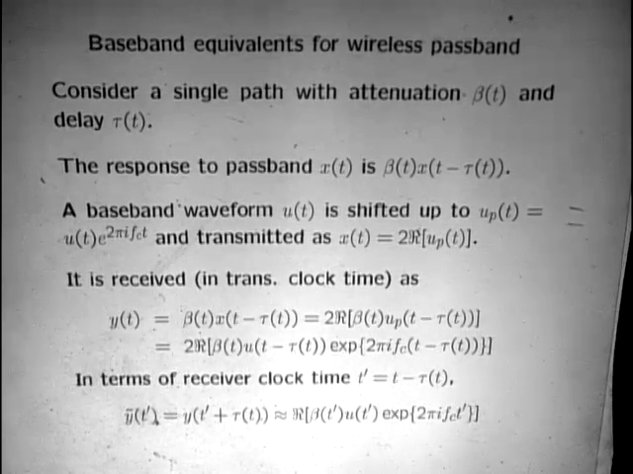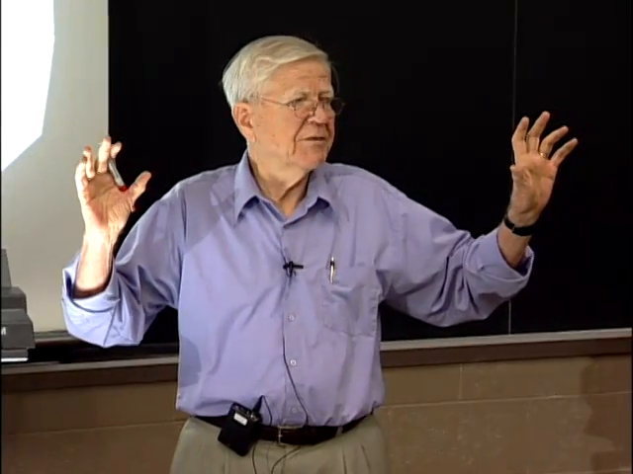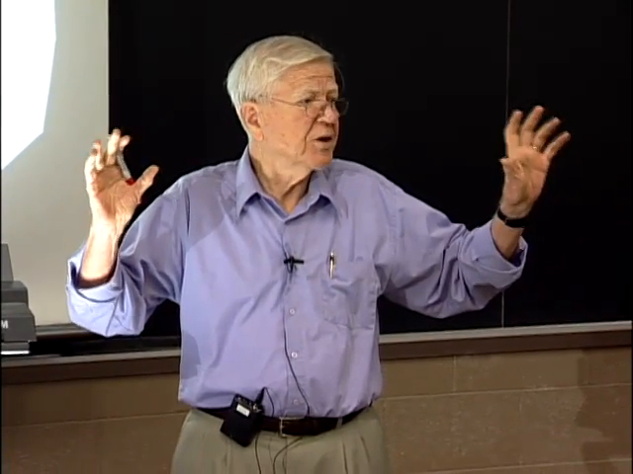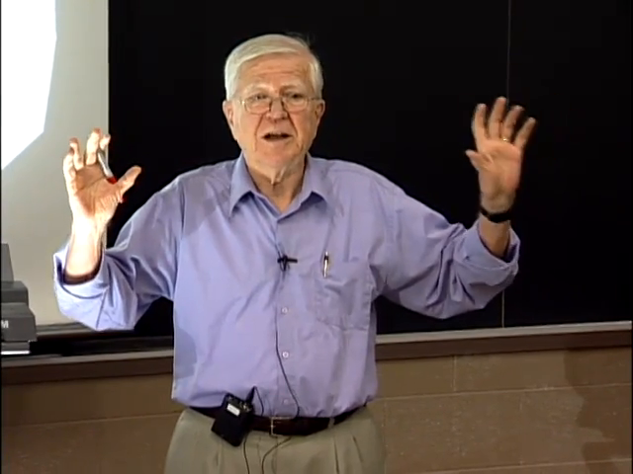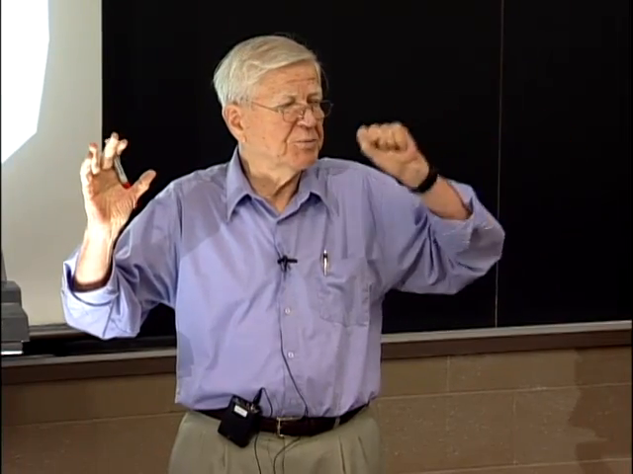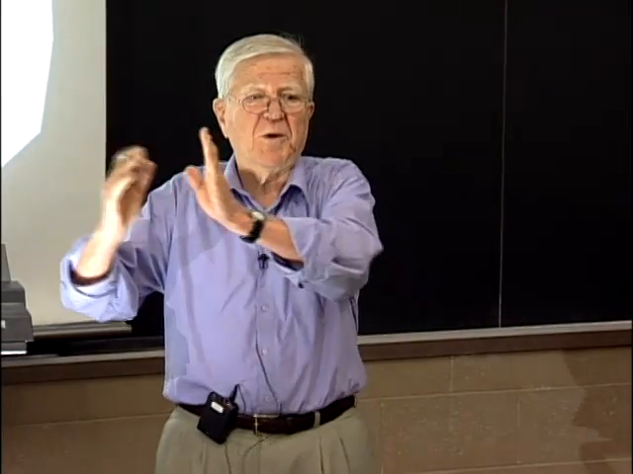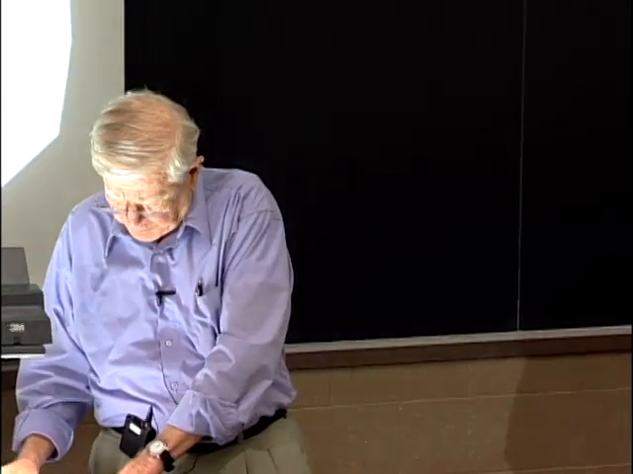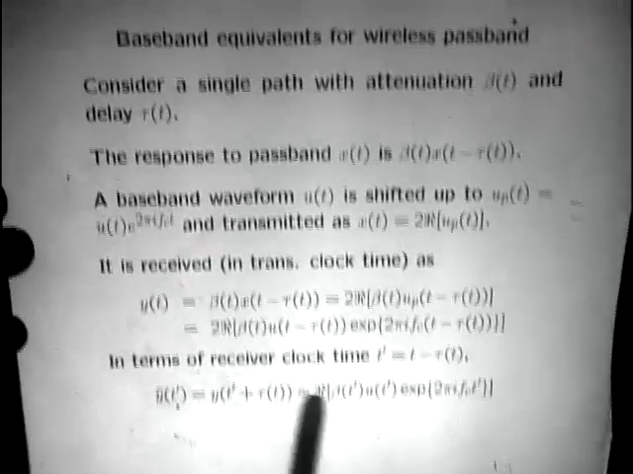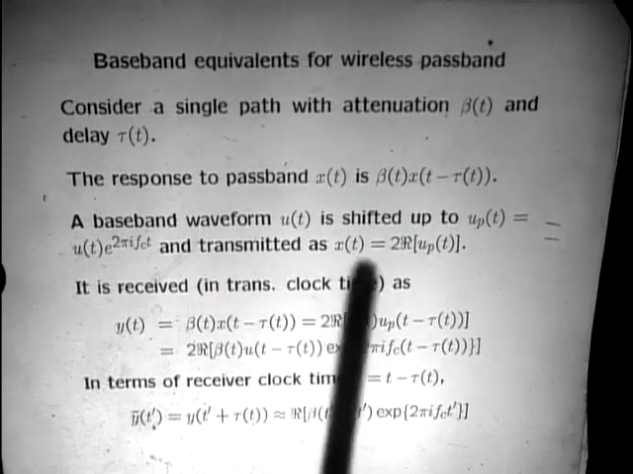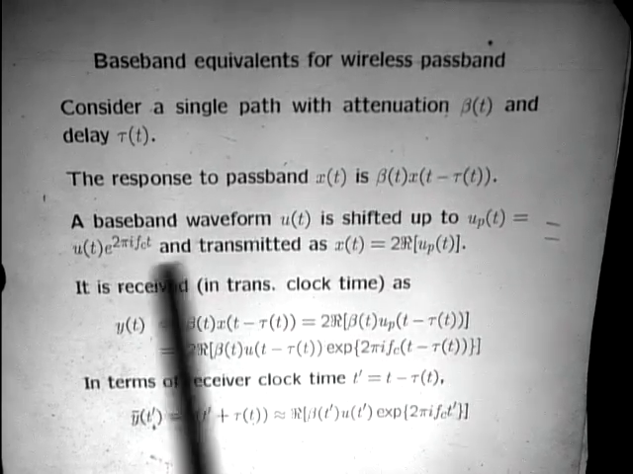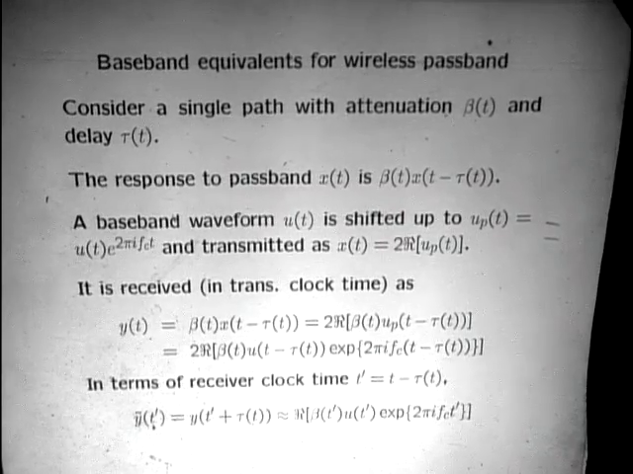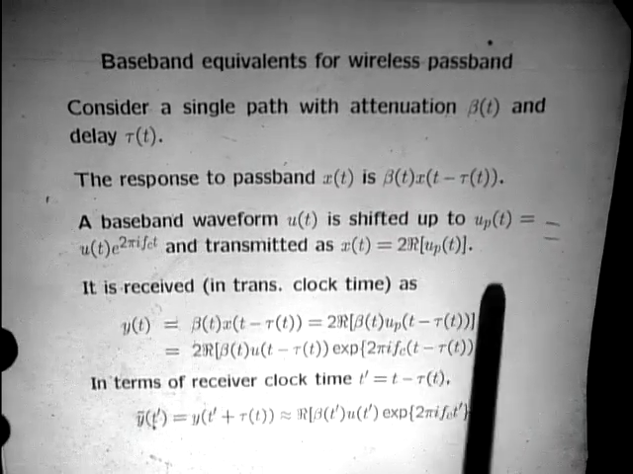And then at the receiver, what we're going to do is have a Hilbert filter, which you would never build, of course. You would always build this in terms of cosines and sines. But conceptually, you have a Hilbert filter which blocks off that negative frequency part, and then you just shift things down in frequency again. Okay, so that's the way we're thinking about this here. So we're going to have u of t shifted up and then transmitted as 2 times the real part of u_p of t.